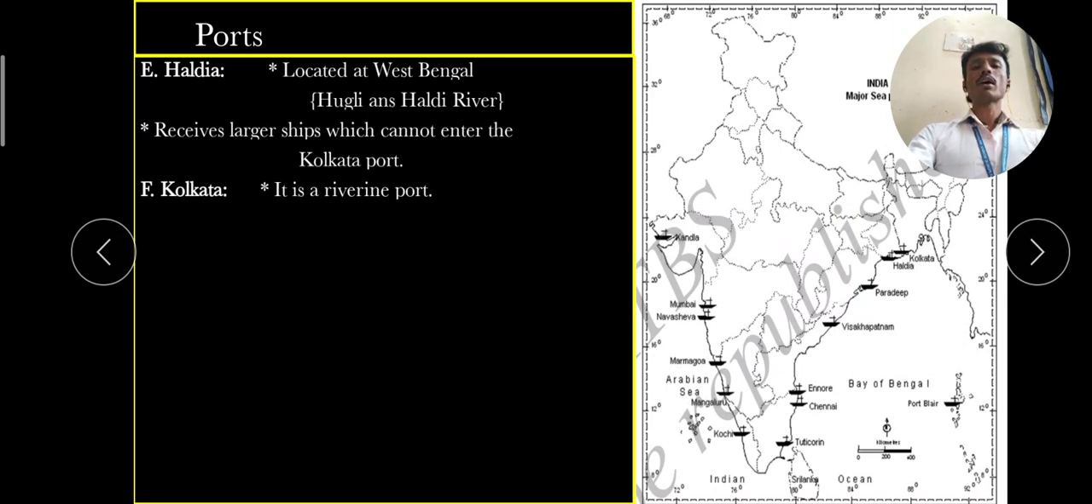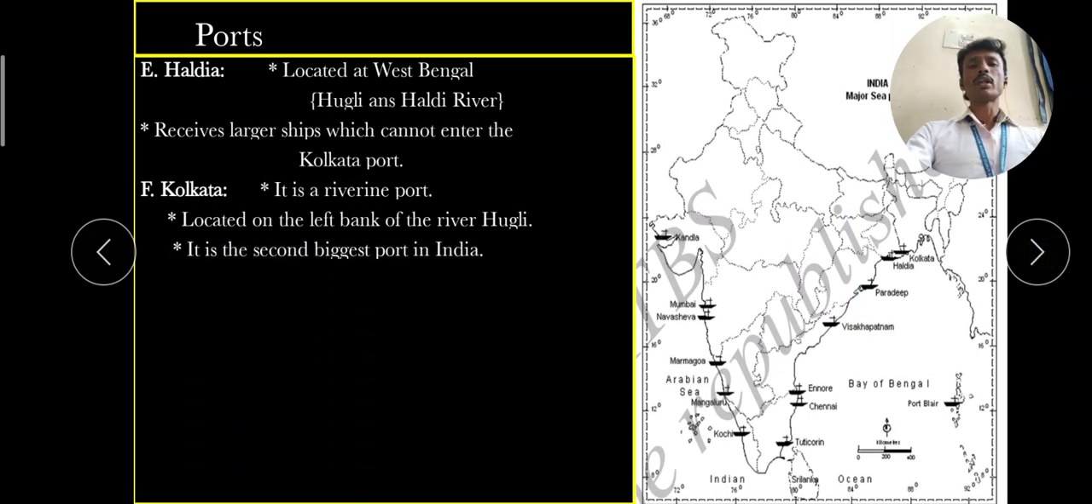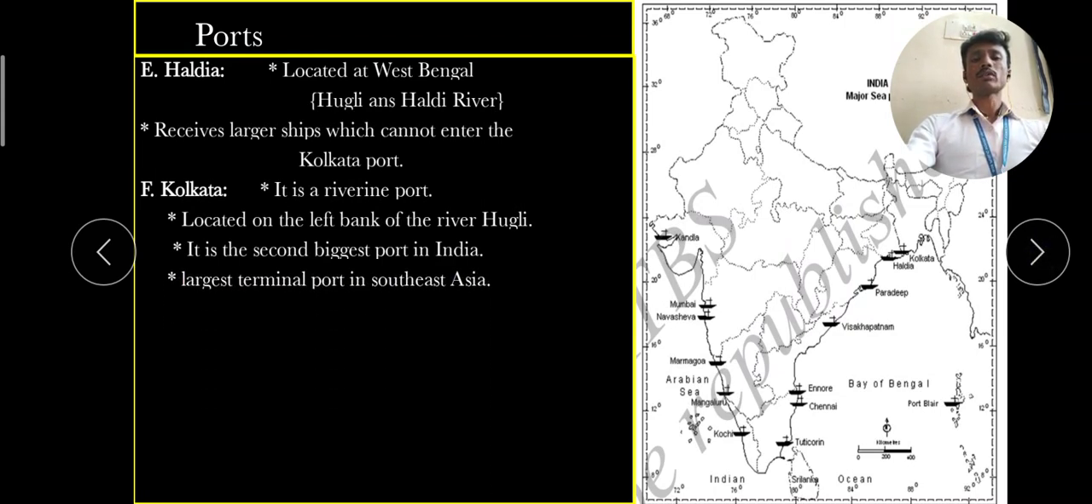Another one is Kolkata, and it is a riverine port. It is located on the left bank of the river Hooghly, not the right bank. It is the second biggest port in India. The first biggest port is Mumbai, and the second biggest is Kolkata. It is also the largest terminal port in Southeast Asia.